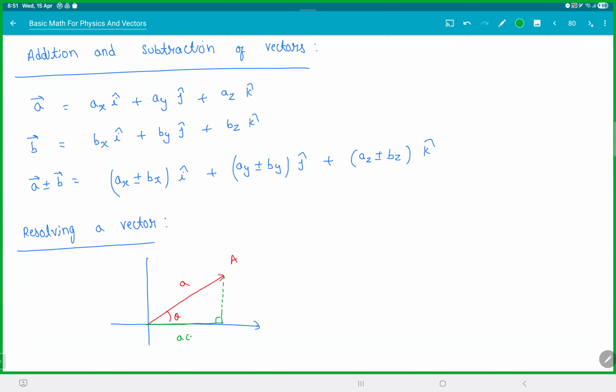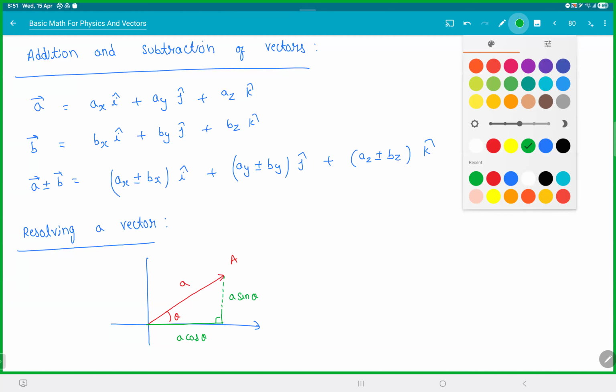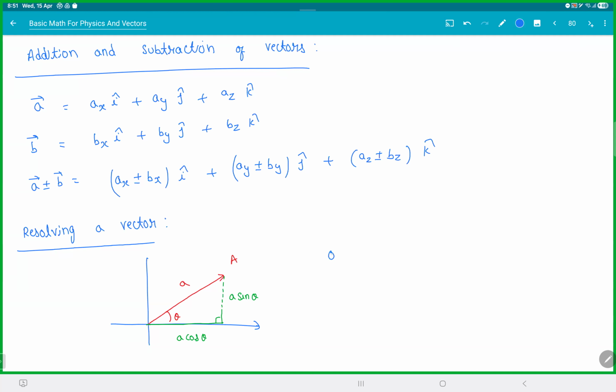I hope everyone remembers this by now. The adjacent side is cos theta by hypotenuse, so a cos theta. This is your opposite side, so that is your a sin theta. So if you want to go from O to A, this is how you write it. You travel A cos theta in the x-axis, so we call it I cap. Then you travel A sin theta in the J direction, so that's your y-axis, so J cap. Simple. You just take the components and get the vectors. We have done this before.